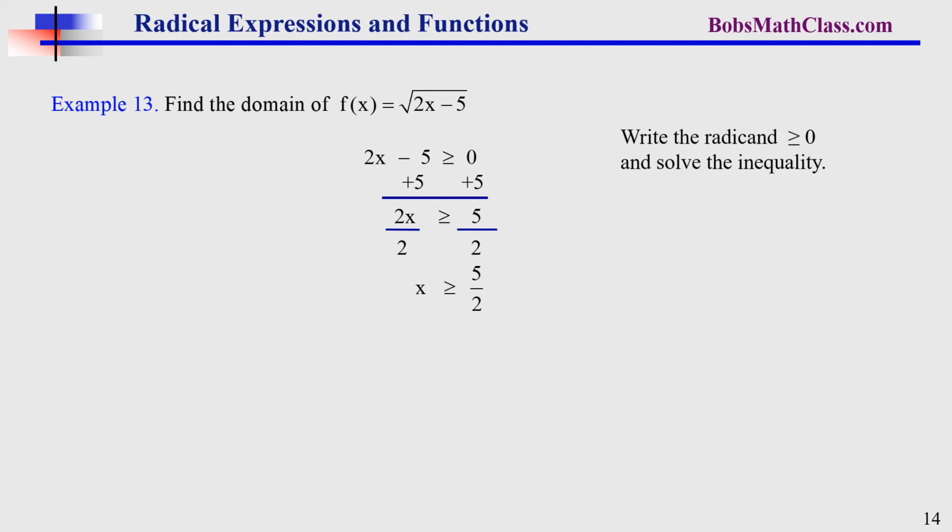Again, I would graph this first. Just put 5 halves right in the middle. And then which way would we shade? Yes, we would shade to the right, and we would use brackets. Now writing that in interval notation, that would be brackets, 5 halves, comma, infinity.